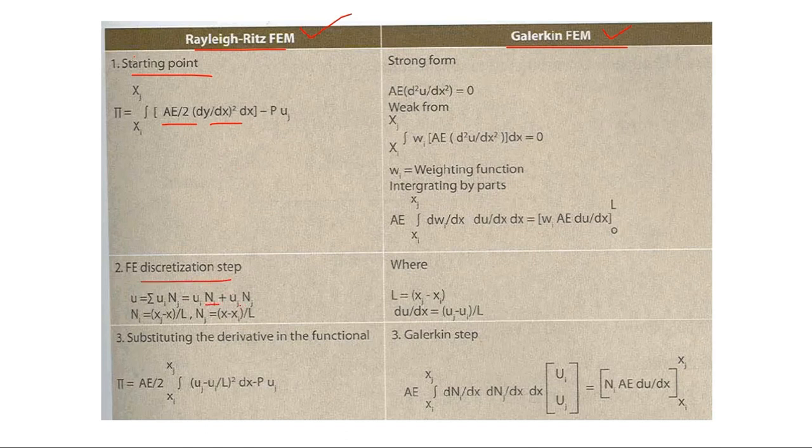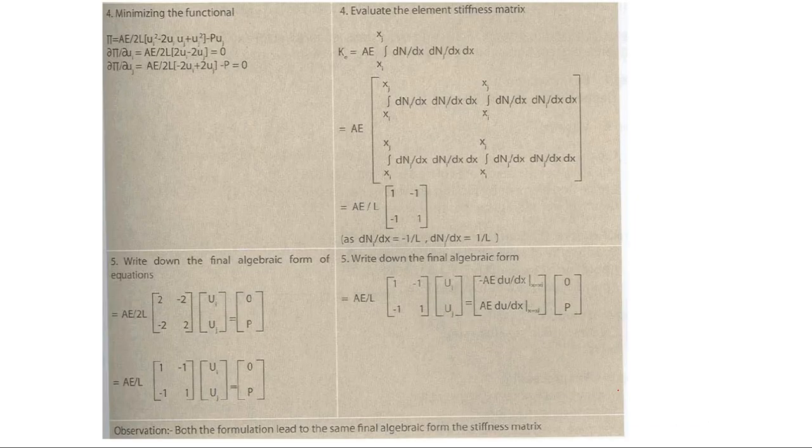In the Rayleigh-Ritz method they will call these natural coordinates. In the Galerkin method they use different shape functions, Ni, which is a shape function. These things we will see a little later when we get to the next levels.